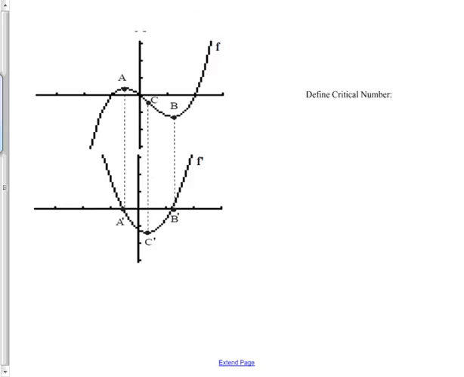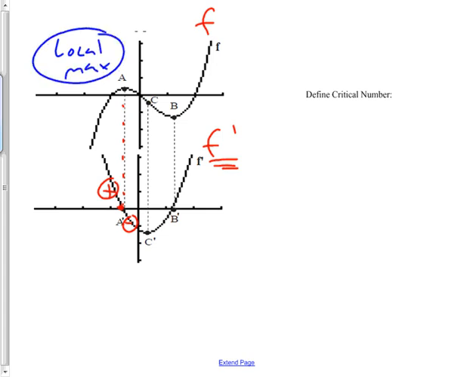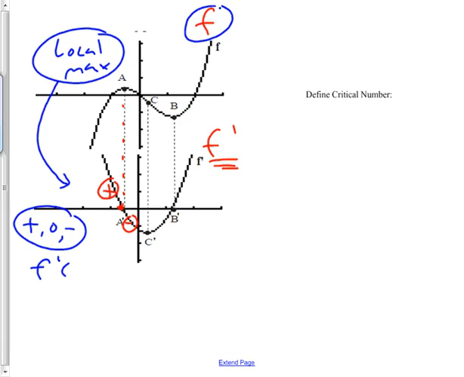All right, so here's a nice little picture. Here's my function. Here's my derivative. And just to pull in some important ideas that we had. If I look at my derivative function, I've got a positive slope, 0, negative slope, and what does that correspond to? Well, that corresponds to a local max. So a local max on the function corresponds to positive, 0, negative on my derivative function.